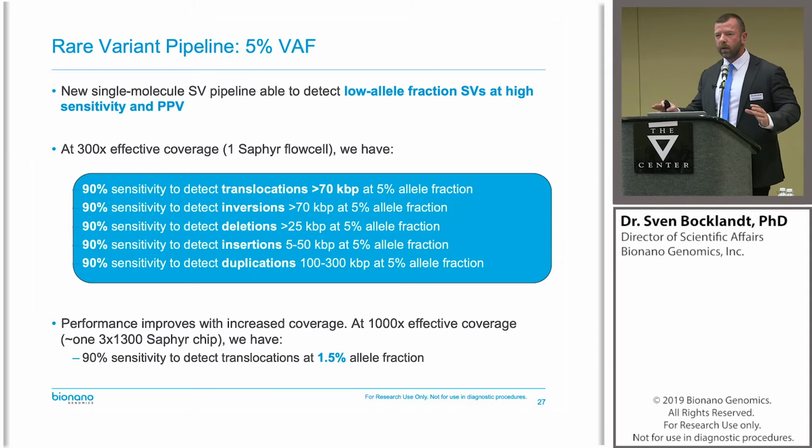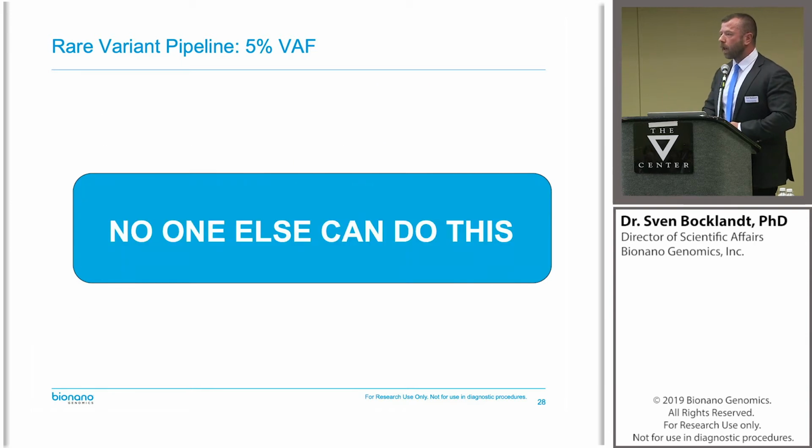There's no amplification. There's no bias. We're not just looking for those variants that we're looking for. We call every translocation genome-wide, anywhere in the genome, down to 5% allele fraction. And you can go down to 1.5% if you simply combine 3 of these flow cells. This is not my most subtle slide, but no one else can do this. No one else comes even close to this type of performance for $500.